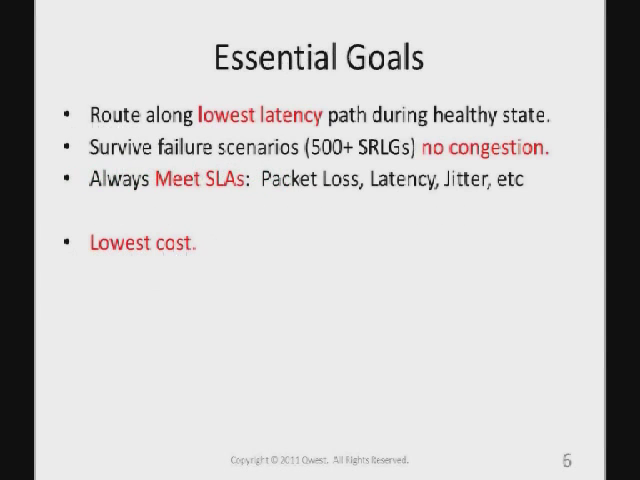So our team's mission, some of the goals that we shoot for. Number 1, we try and route every packet along the lowest latency path during healthy state. Number 2, we've been asked to try and survive any failure, and we look at about 500 of those with no congestion. And then number 3, we've been asked to meet all of our customer service level agreements. So that's pretty obvious, and the last thing we've been tasked with is to do all this good stuff at the lowest cost.